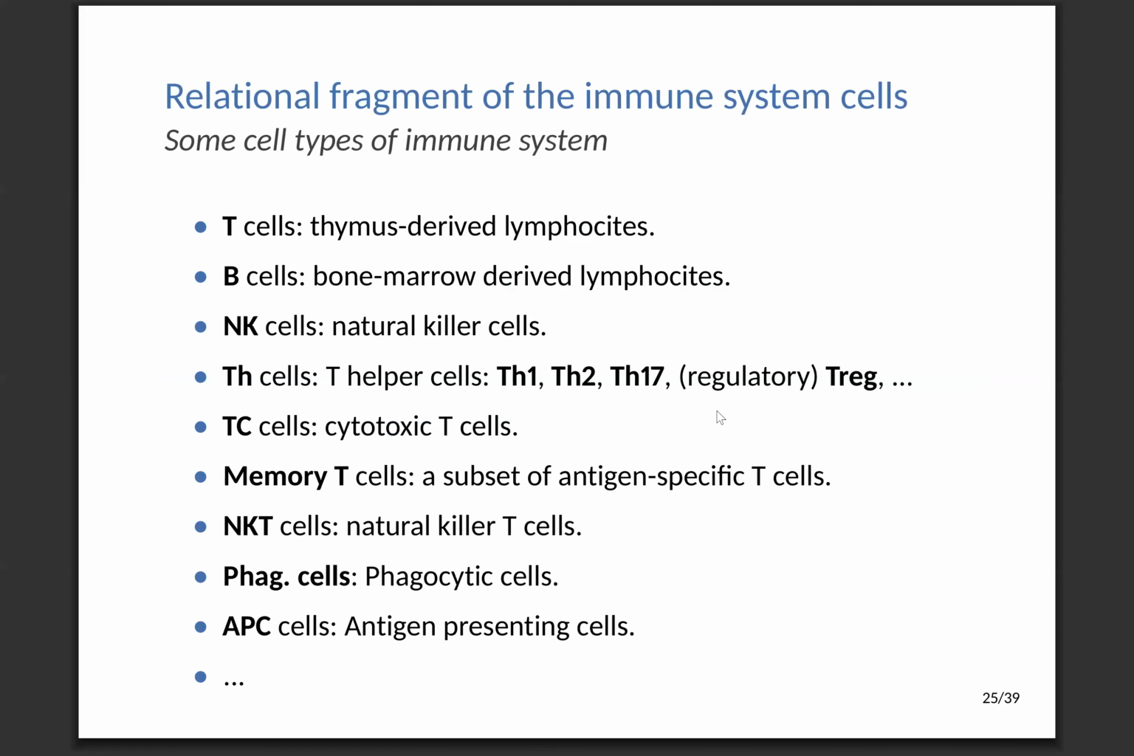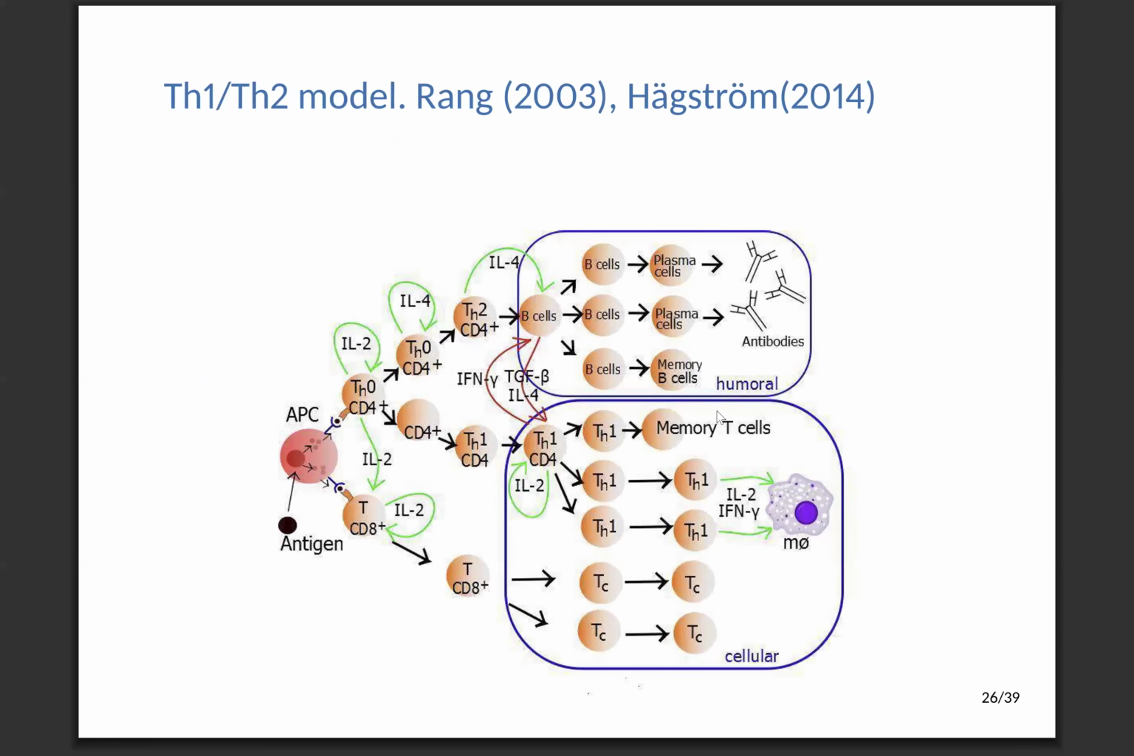Now, a couple of words about the system we're trying to model. It's no surprise there are lots of different types of cells which are involved in the immune system, having different functions and different interactions between them. So here is one of the examples of how such cells can interact. This is one of the models of the interactions between some of those cells.